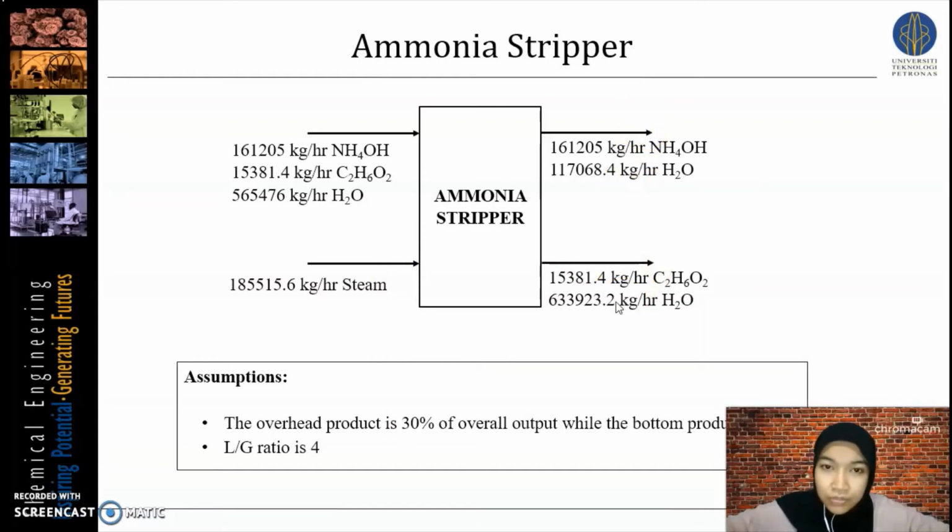Since the main function of this stripper is to strip the ammonia, we assume that the ammonia is fully stripped at the overhead of the product, while the rest of the solution will be coming out at the bottom of the stripper. So the amount of ammonia in the overhead product is 161,205 kg per hour, while the water is 117,068.4 kg per hour, while the bottom product will have 15,381.4 kg per hour of ethylene glycol and also 623,090.2 kg per hour of H2O.